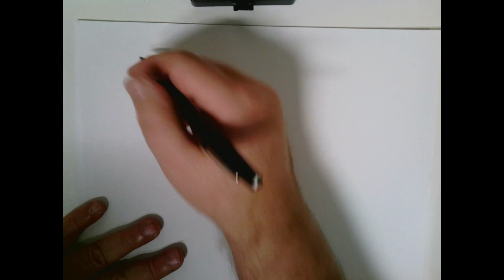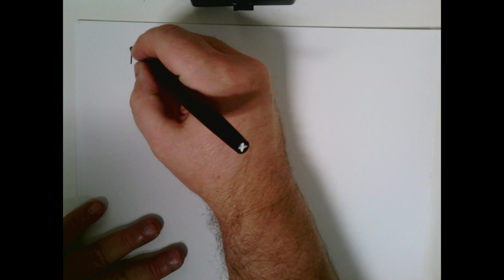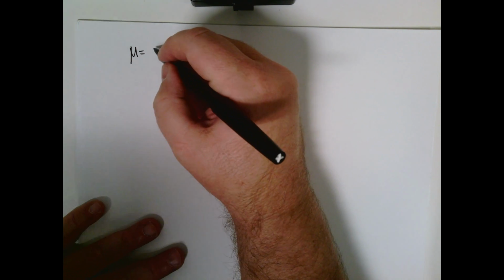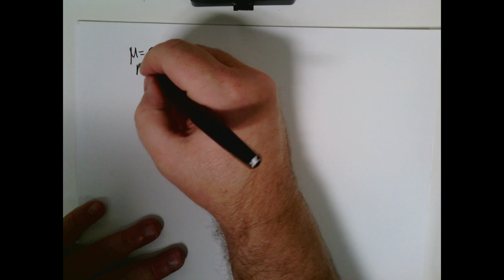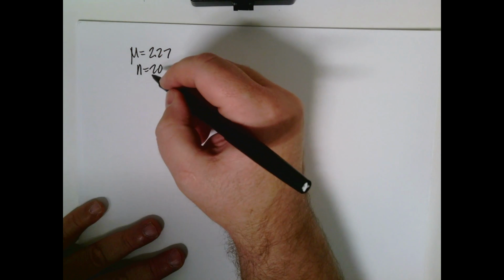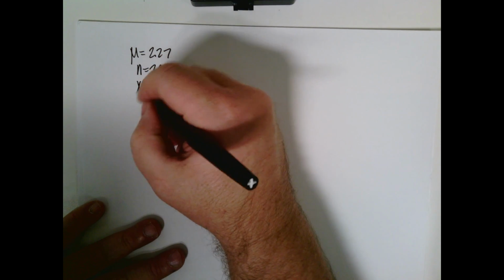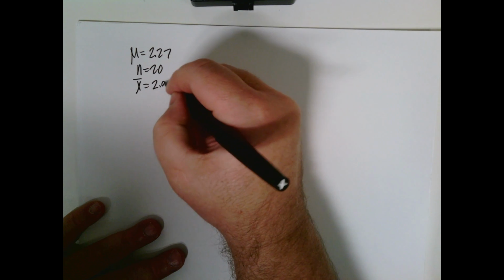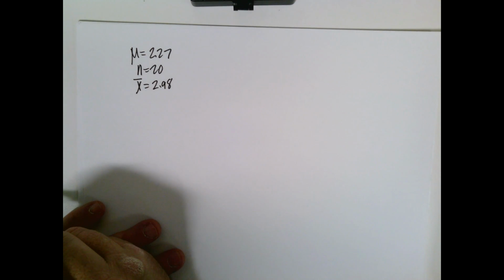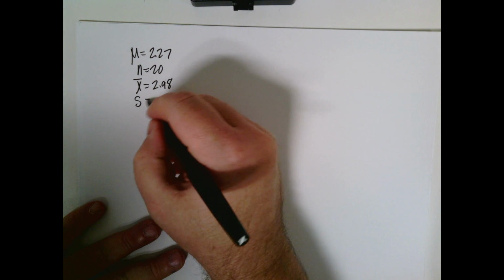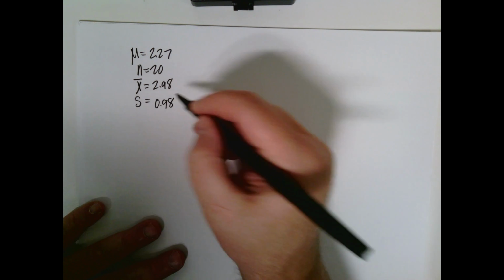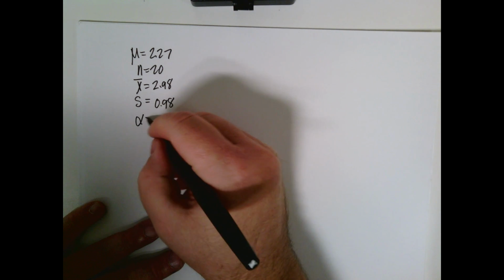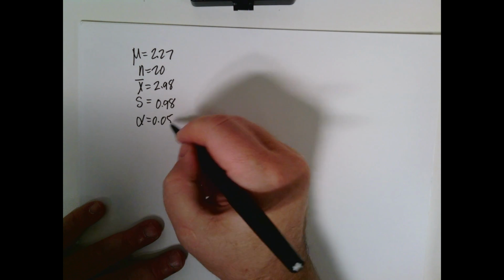Okay, so our population average is 2.27. Our sample has 20 people in it, and the sample average is 2.98, and the sample standard deviation, which is an S, is 0.98, and alpha is 0.05.